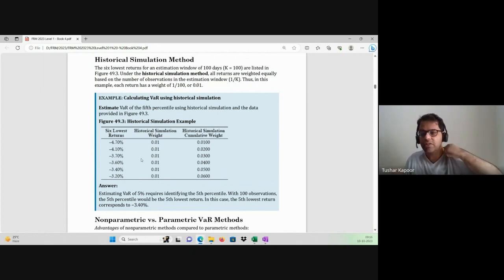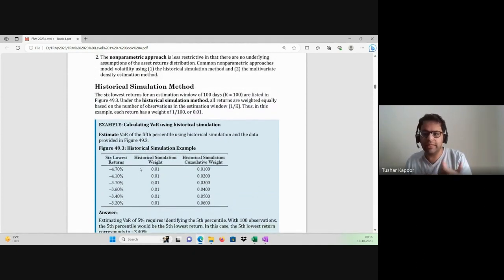Then I'll have to sort the weighted return. I'll not have to sort the normal return. I'll have to sort the weighted return to find out what the loss number should be. So that's a very important extension. Think of it like an extension to the historical simulation. Yet we are just focusing mostly on the unweighted part in this book.